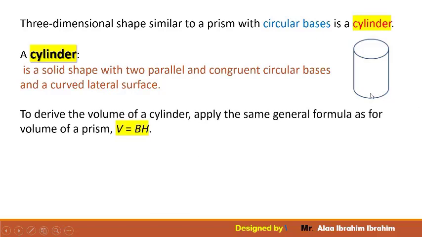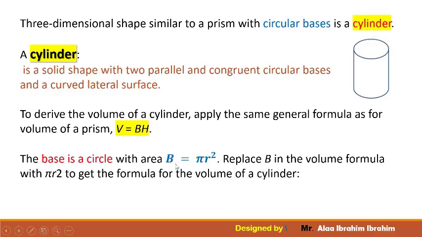The area of the circle times the height. So B here means the area of your base, pi r squared. Finally, we can write this with the new form. For the cylinder, V equals B times H, where B means pi r squared, times H. So this means you find the volume: base area times height, meaning pi r squared times height.